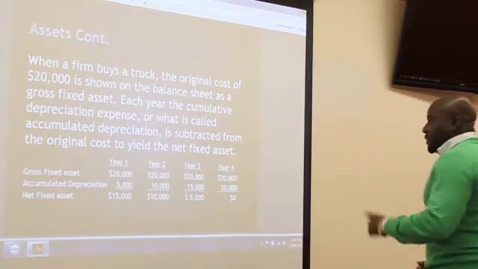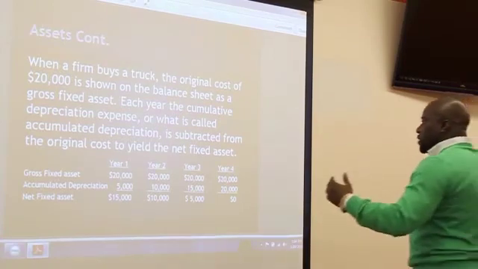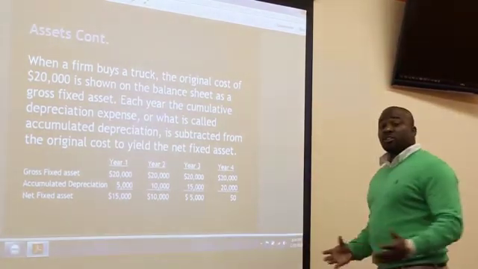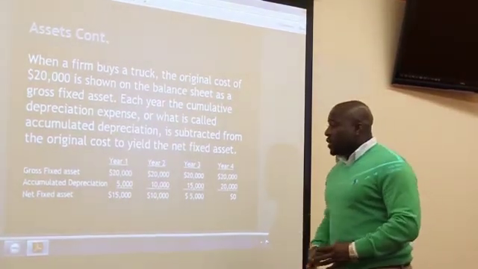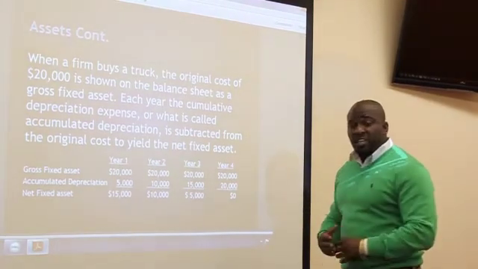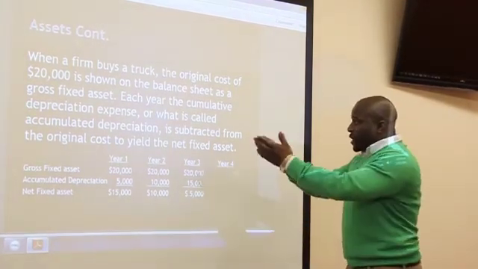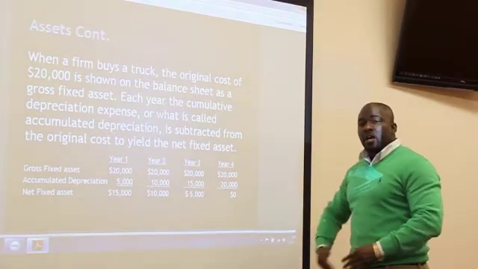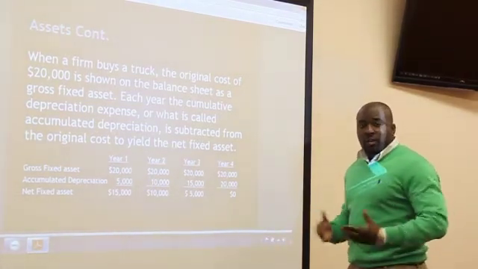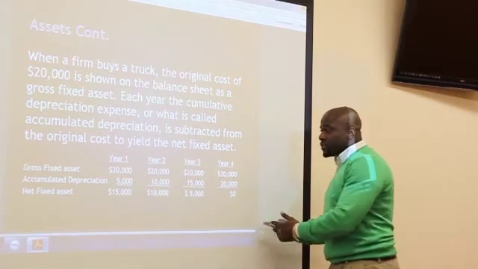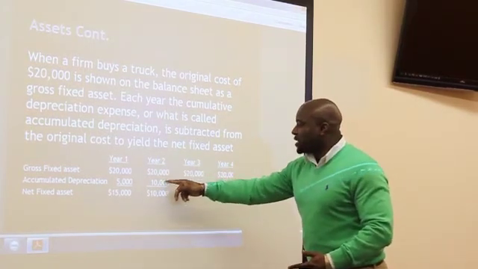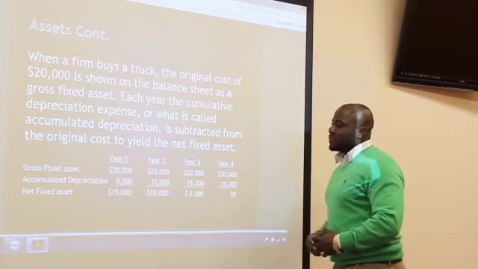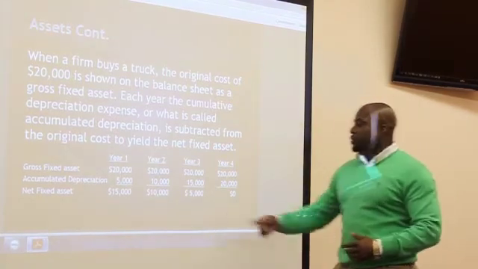If you look at this formula, year one, we're only going to subtract $5,000, which leaves $15,000. Now you might be saying, well, why? Well, accumulated depreciation: how many years of using $5,000 does it take to equal $20,000? It takes 4 years. So that's why in year two, you're going to subtract $10,000. So now the truck is only worth $10,000.